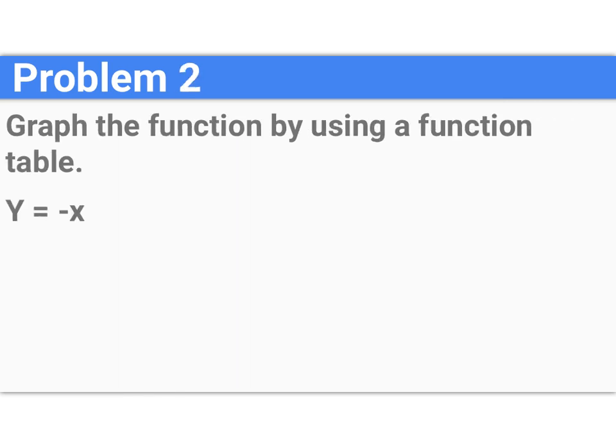Okay, graph the function by using a function table, y equals negative x. So now we are not constrained by positives and negatives. So x, negative 1x, y, or f of x. So let's use negative 1, 0, and positive 1.